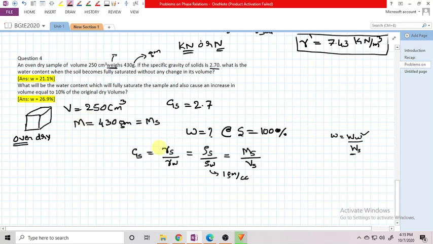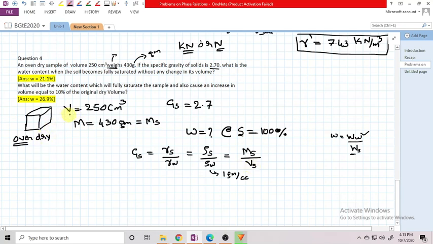Let me come here. Specific gravity equal to mass of solids by volume of solids. So mass of solids is how much? 430 gram. Specific gravity also they are given. So let me calculate the volume of solids here.